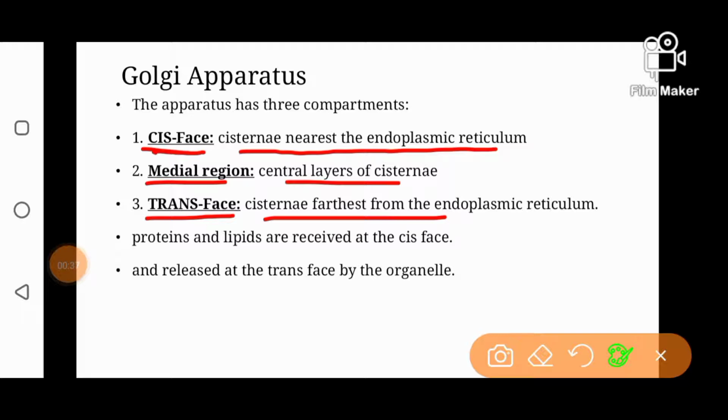As we will discuss later, the main function of Golgi apparatus is modification and packing of secretory products like proteins and lipids. So the proteins and lipids are received at Cis face and the matured and modified proteins are released at the trans face.